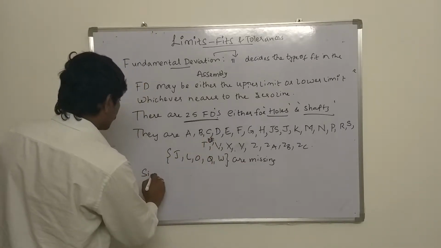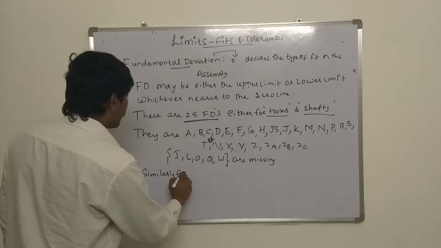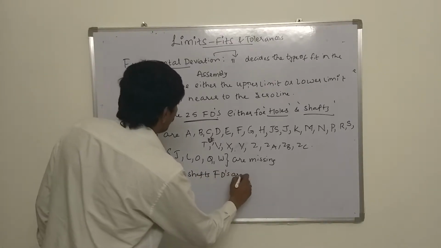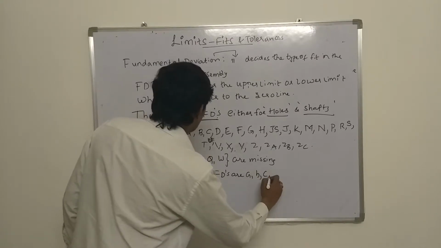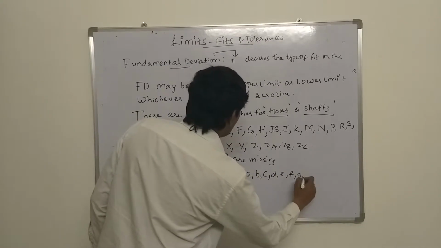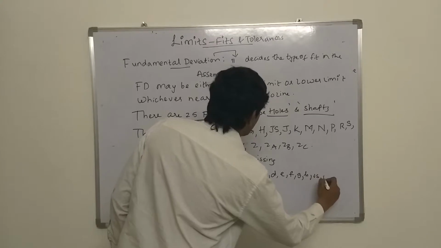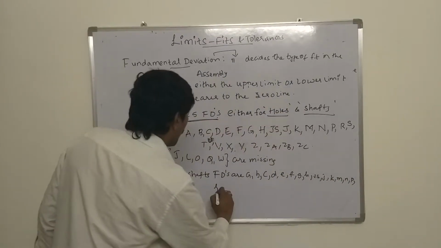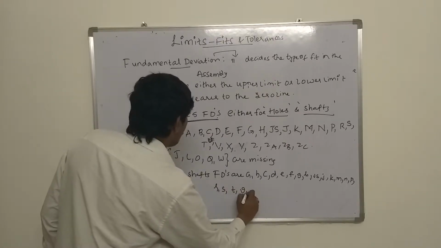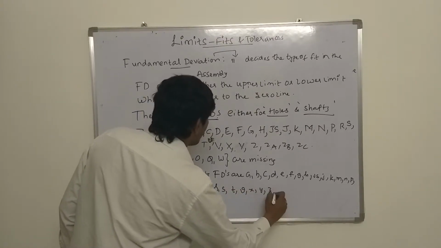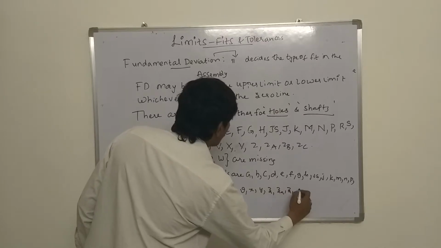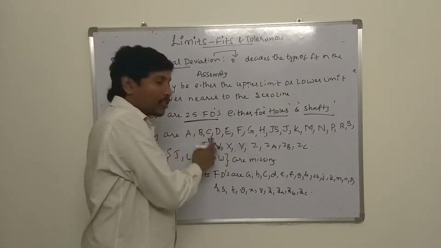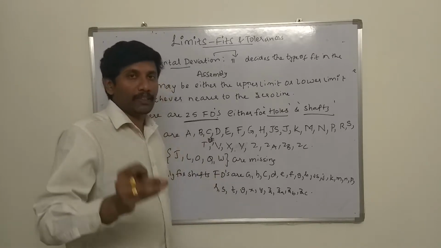Similarly for shafts, fundamental deviations are small a, small b, c, d, e, f, g, h, j, s, j, k, m, n, p, r, s, t, v, x, y, z, za, zb, zc. So these are the 25 fundamental deviations for holes, and 25 fundamental deviations are for shafts.